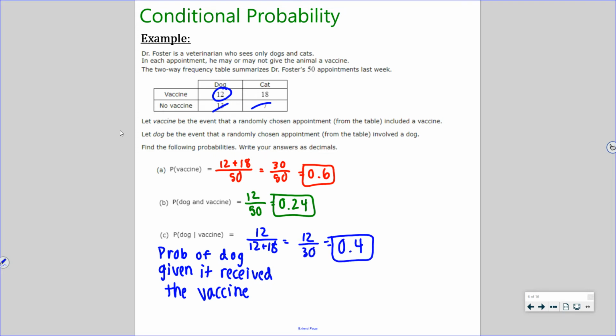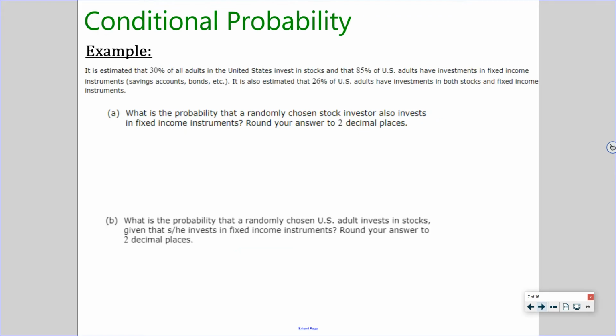Okay. See the difference? Good. Let's try one more conditional probability. And I'll briefly talk over one other thing. Okay, this time our data is just kind of presented to us in a different way. No nice little marble diagram, no chart, just some information.